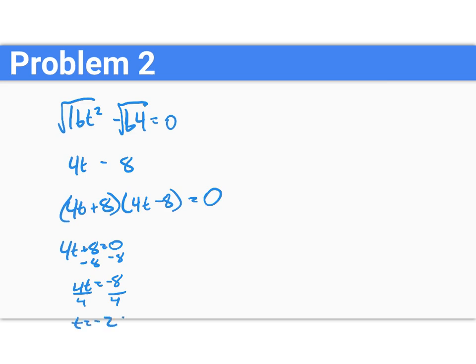You cannot have -2 for time, so this solution does not work. 4t minus 8 equals 0, add 8. 4t equals 8, divided by 4, t equals 2 seconds. So if you drop something from 64 feet, it should take 2 seconds to hit the ground.